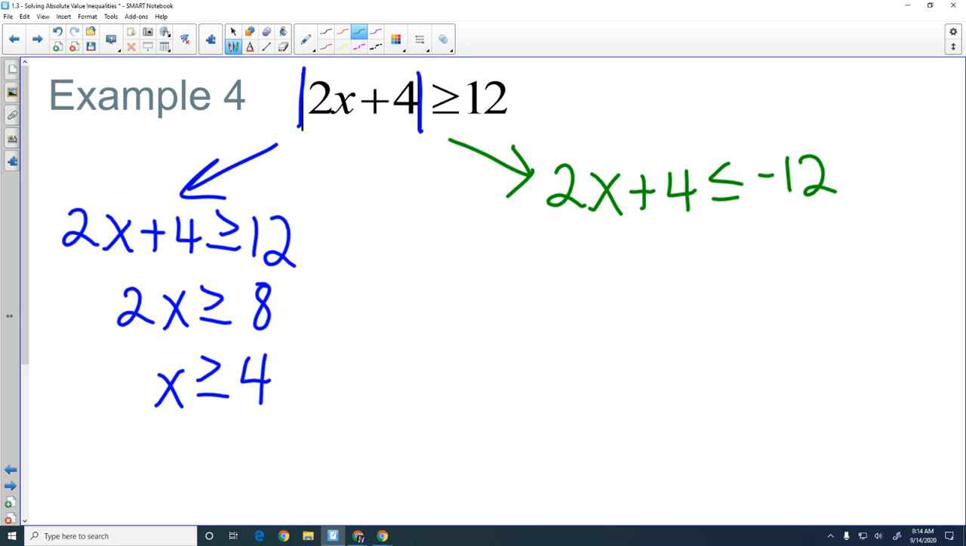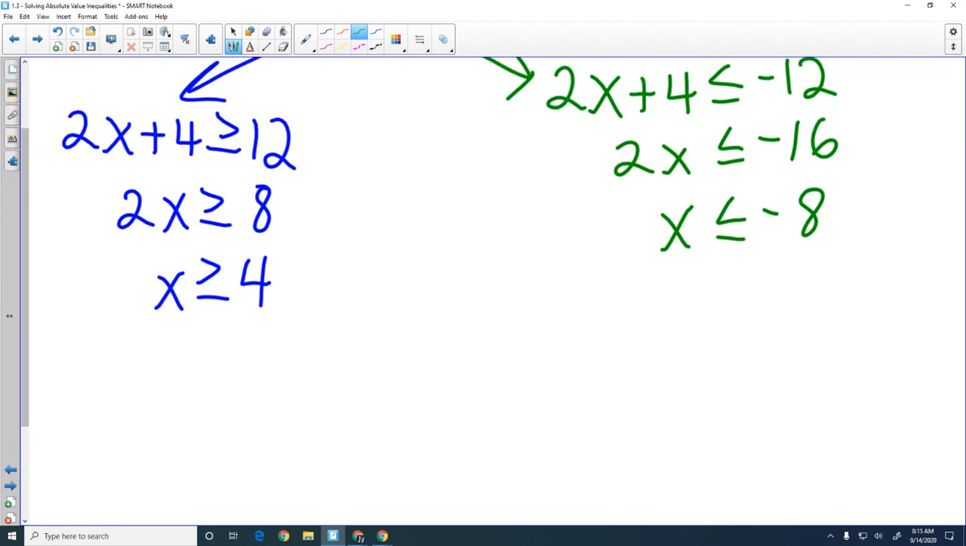Over on the right side, same steps, but now it's from a negative 12 instead of a positive 12, so we'll get a different number here. I'm going to subtract 4 from negative 12 and get negative 16. Then we divide by 2. x is less than or equal to negative 8. And so these are our two inequalities. We do need to graph them to represent this solution that meets both these conditions.